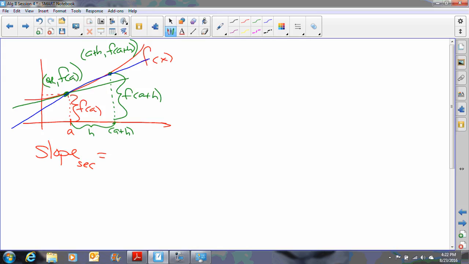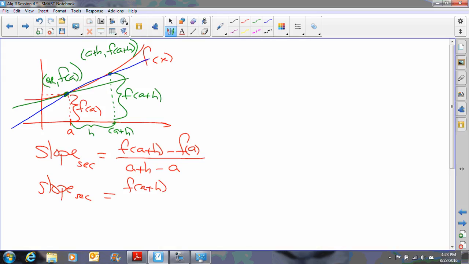is equal to y2, which is f of a plus h, minus y1, f of a, over x2, a plus h, minus x1, which is a. And this simplifies a little bit. We end up with the slope of the secant is equal to f of a plus h minus f of a all over h.